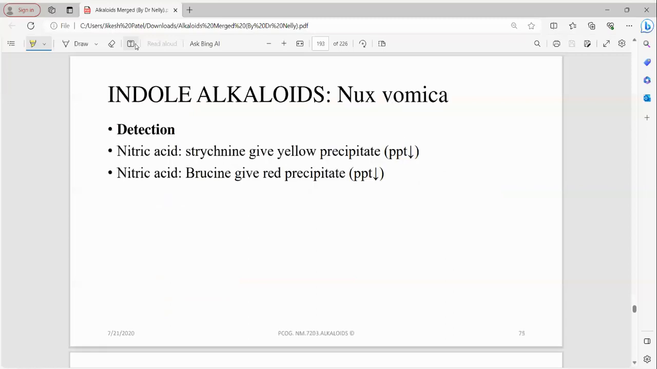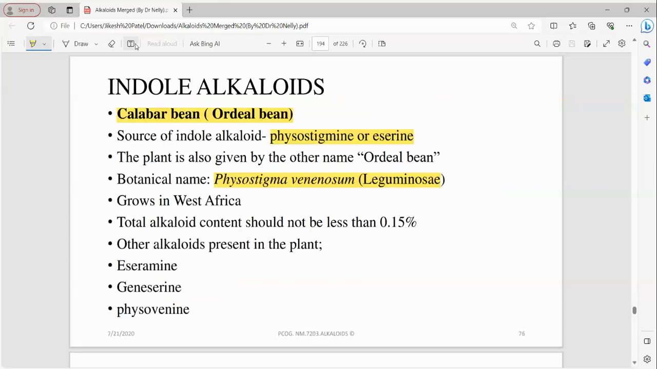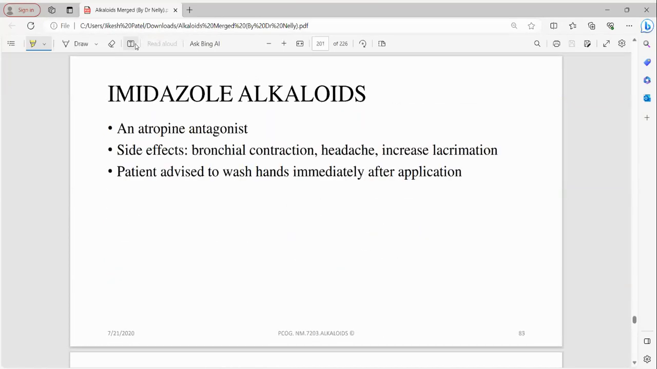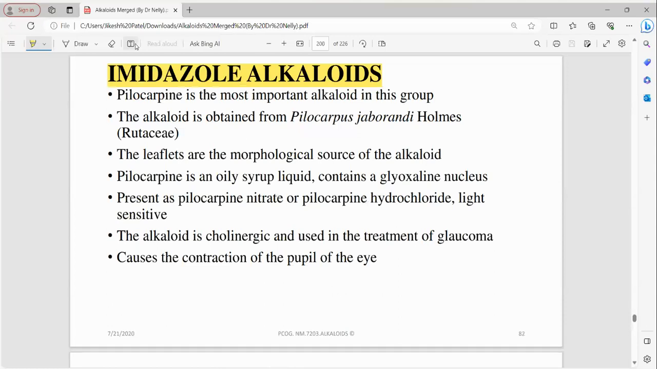Then the next one was physiostigmine. Common name Calabar bean or Ordeal bean, and the botanical name Physostigma venenosum. The genus name gives it away. Majorly we looked at its pharmacological action. It mimics acetylcholine. So in the eyes, it will cause contraction of the pupil. In your body, it will cause more secretion.